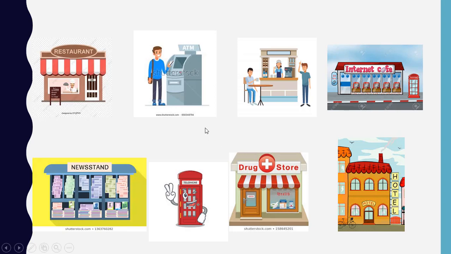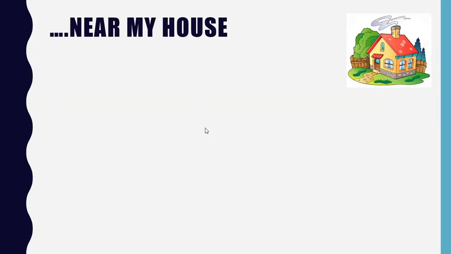So let's review pronunciation: restaurant, ATM, cafe, internet cafe, newsstand, payphone, drugstore, and hotel. In the book you can find these places, the vocabulary part. Now let's continue. Near my house. So remember, near our houses we can find different places. Near our houses we can find hotels or internet cafes or restaurants.